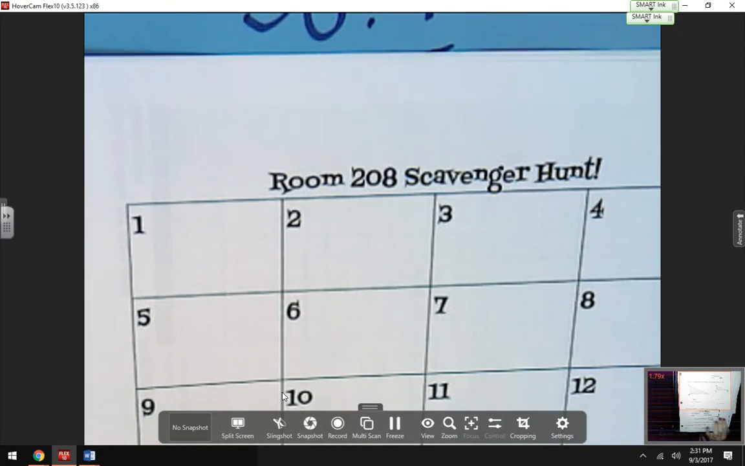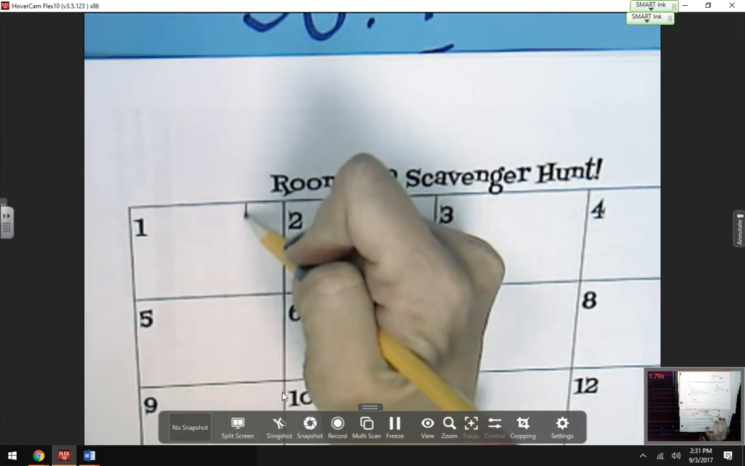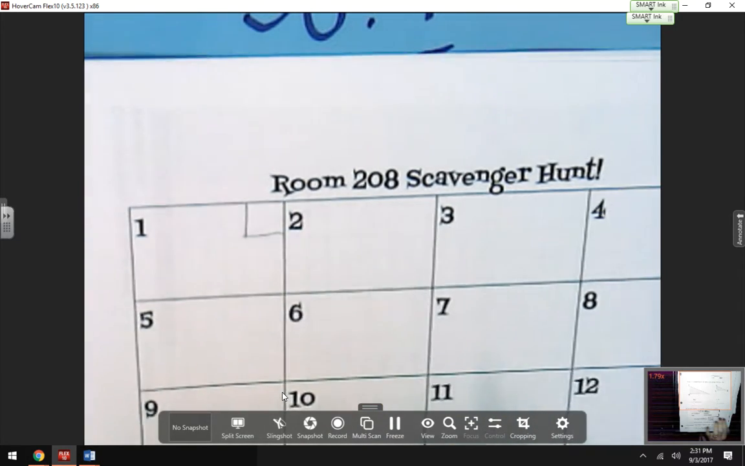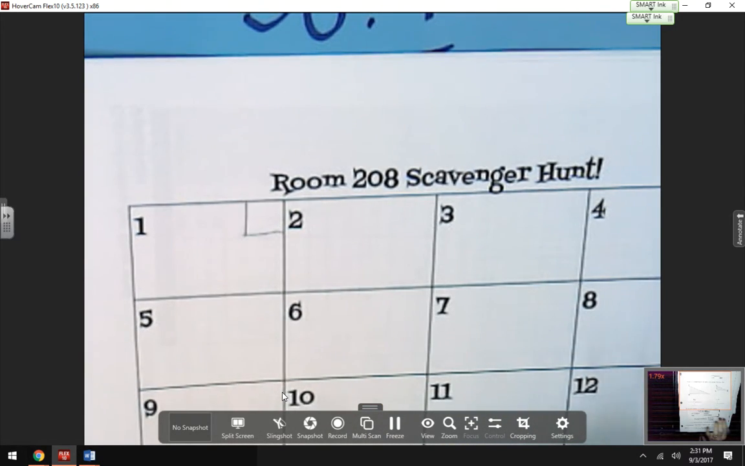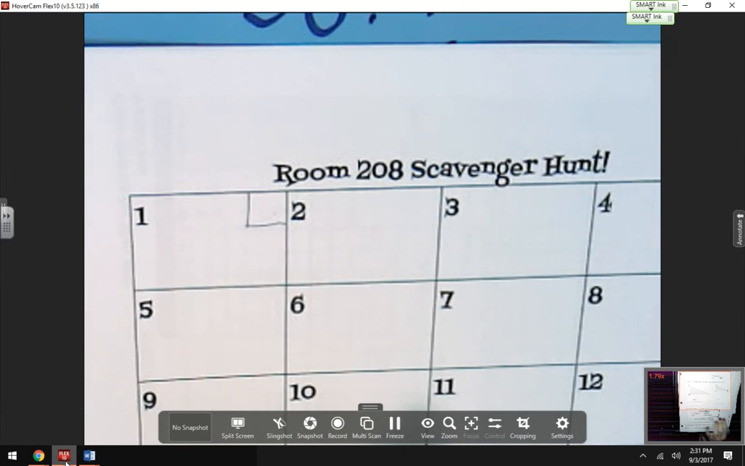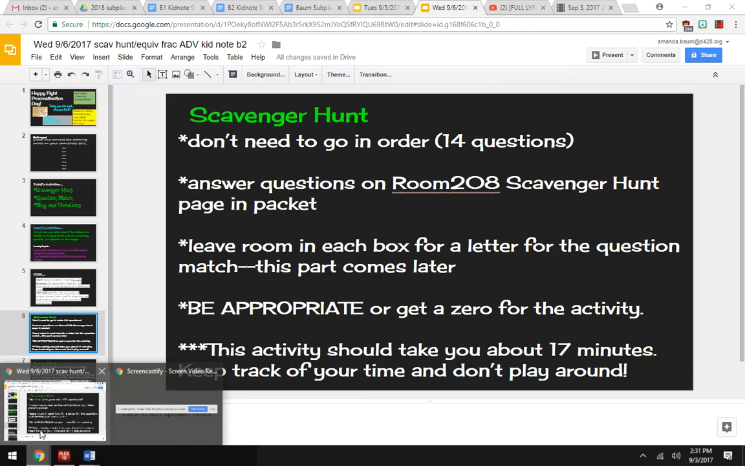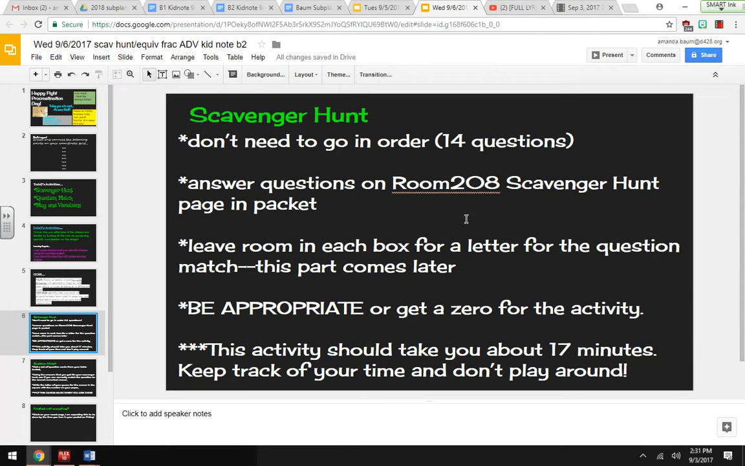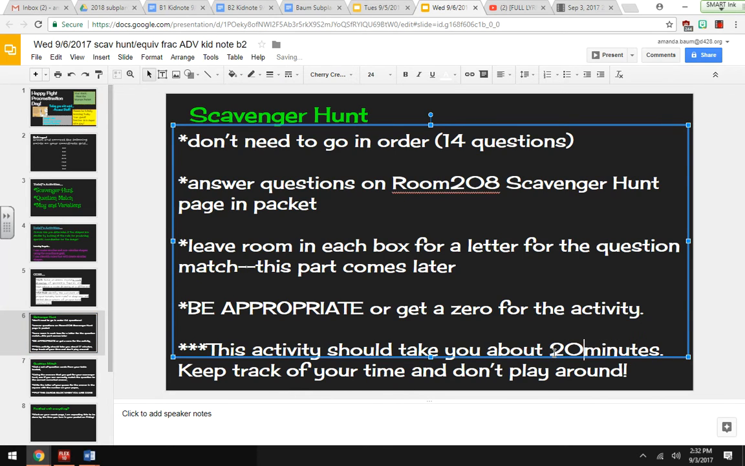You know my expectations when you're working. I'd like for you to work on it independently and really focus. I also want you to leave space in the top right corner of each question, because the next activity you're going to do, you're going to need to use that space for something else. Okay? All right. So questions are around the room. You don't need to go in order, but please put them in order on your paper. And this says 17 minutes. I think 20 is more reasonable. But I do want you to have this and the question match done when I get back so that we can move on to mug and variations.